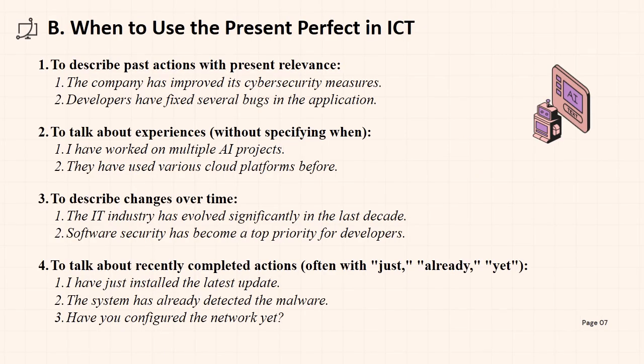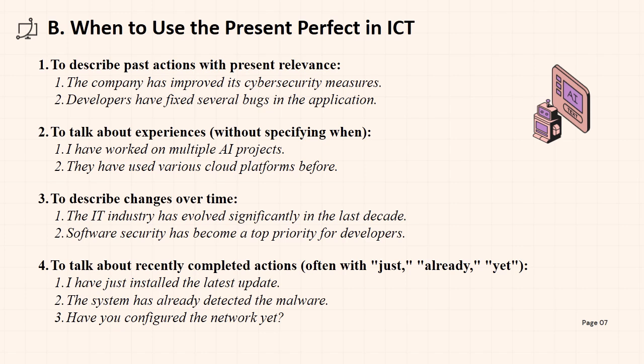So, when do we use the present perfect in the ICT context? First, to describe past actions with present relevance. For example, the company has improved its cybersecurity measures. Where is the present relevance? The present relevance in this sentence is that the cybersecurity measures are still improved in the present. Developers have fixed several bugs in the application. You see, here the actions started in the past but have effects in the present. That is to say, relevance in the present.